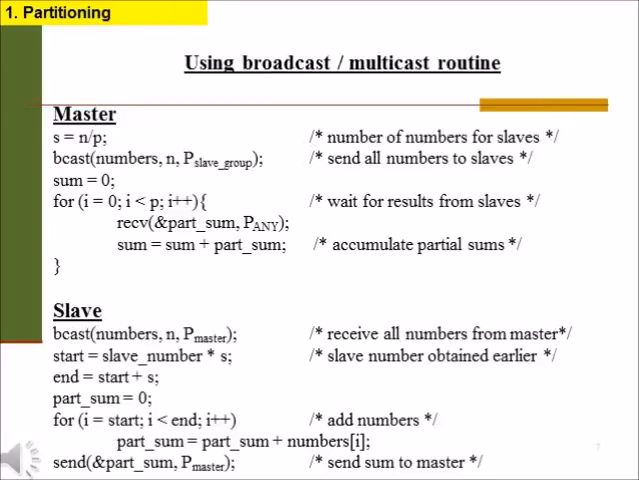If a broadcast or multicast routine is used to send the complete list to every slave, code is needed in each slave to select the part of the sequence to be used by the slave, adding additional computational steps within the slave. This code on the screen illustrates this.